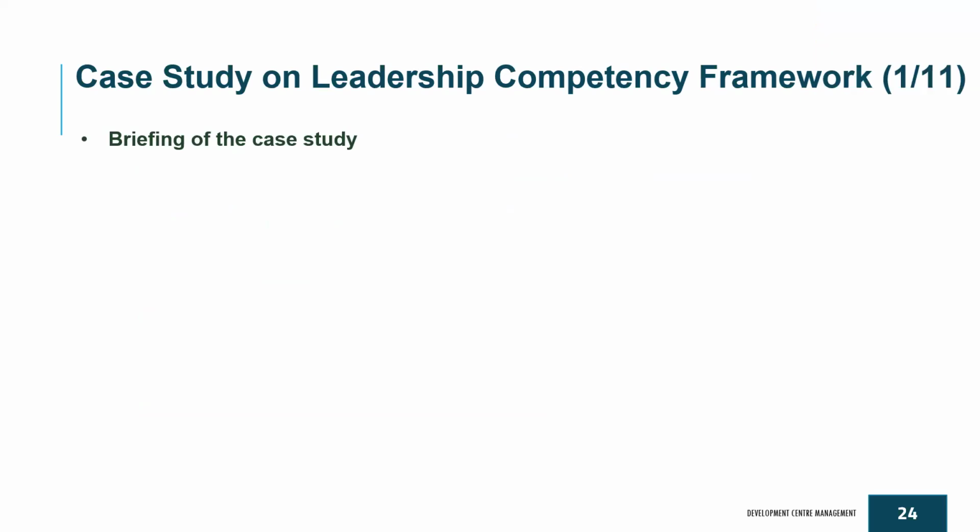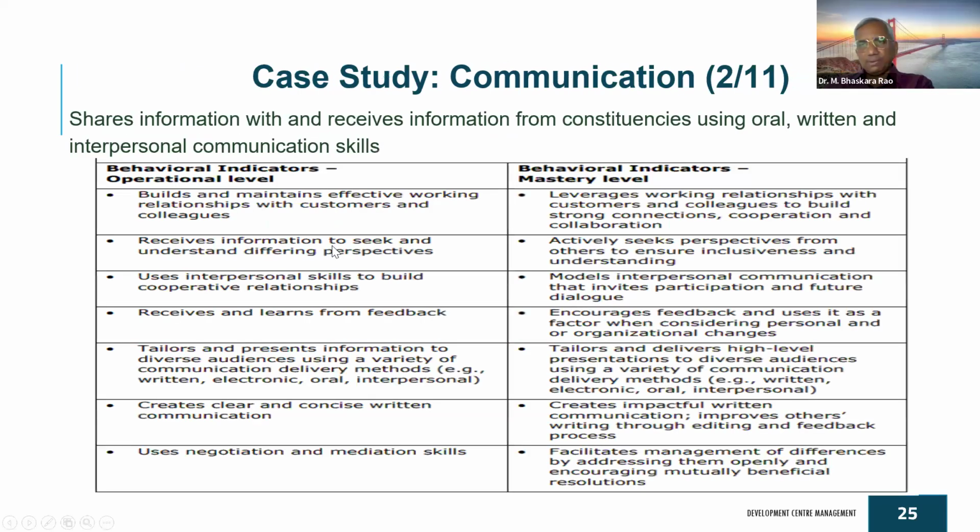Now from this case study, let us see what kind of competency framework they have worked out. Again, there are various competencies that these people have come out with by virtue of the study that the HR manager has made. So the first competency they looked at is communication skills: shares information with and receives information from constituencies using oral, written, and interpersonal communications. This is specific to this particular organization and the case study. What they have come out with is, at the operational level and at the mastery level, what competencies in communication are required have been identified.